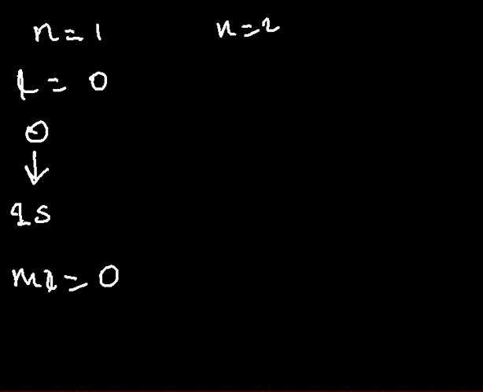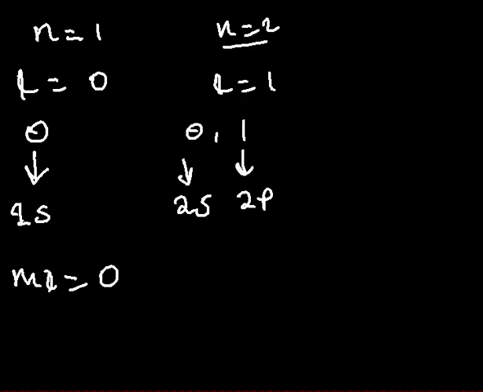And what if we have n given as 2? The value of L should be 1, and the possible values of the subshell are 0 and 1. That corresponds to 2s and 2p, as you already know. The value of L corresponding to 2s is 0, so ML will also be 0. How about 2p? The value of L for 2p is 1, so the values of ML will be negative 1, 0, 1. So that's how you should understand that.